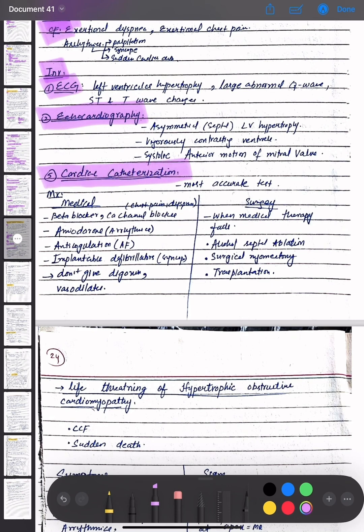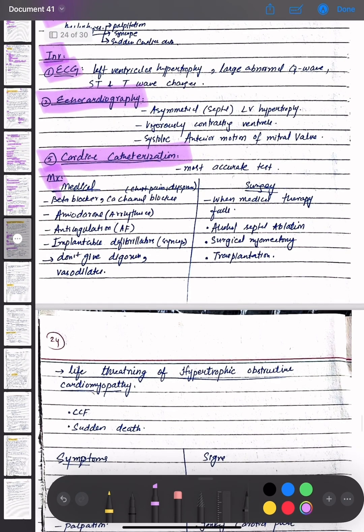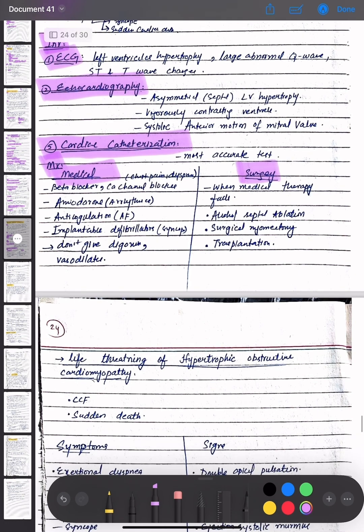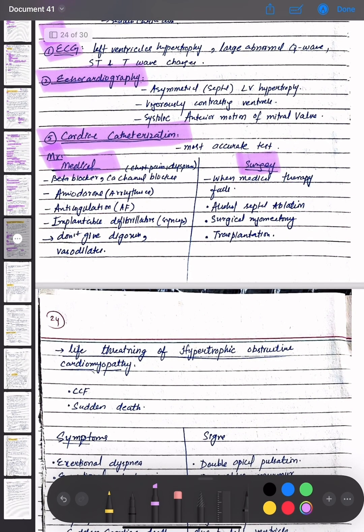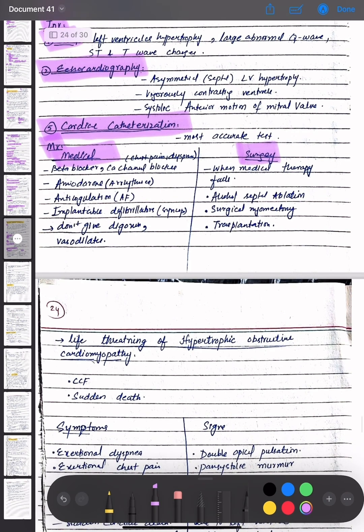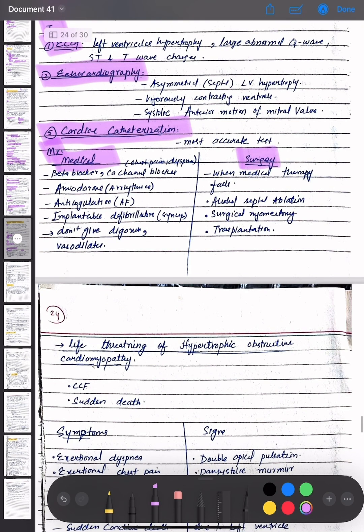The management options are medical and surgical. The medical options are beta blockers, calcium channel blockers, amiodarone for arrhythmias, anticoagulants for atrial fibrillation, and implantable defibrillators for syncope. Don't give digoxin or vasodilators in this case. The surgical options are done when medical therapy fails, that is alcohol septal ablation, surgical myomectomy, and transplantation.